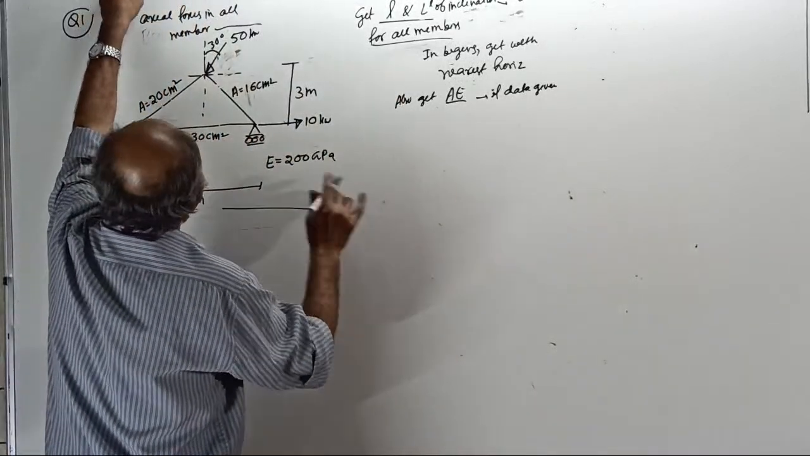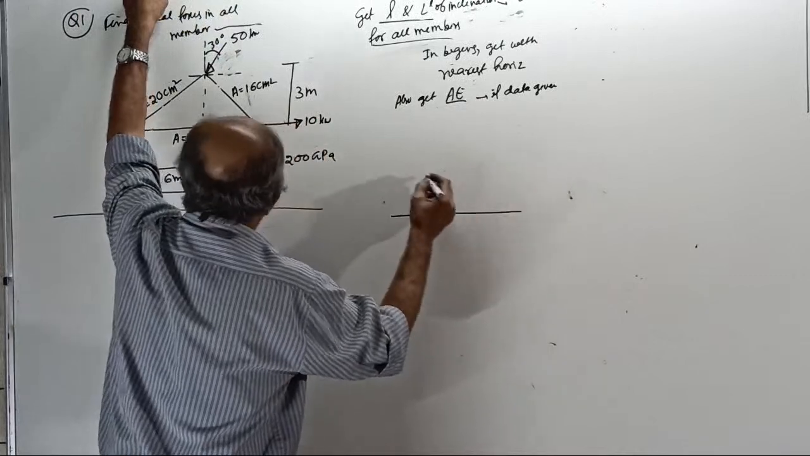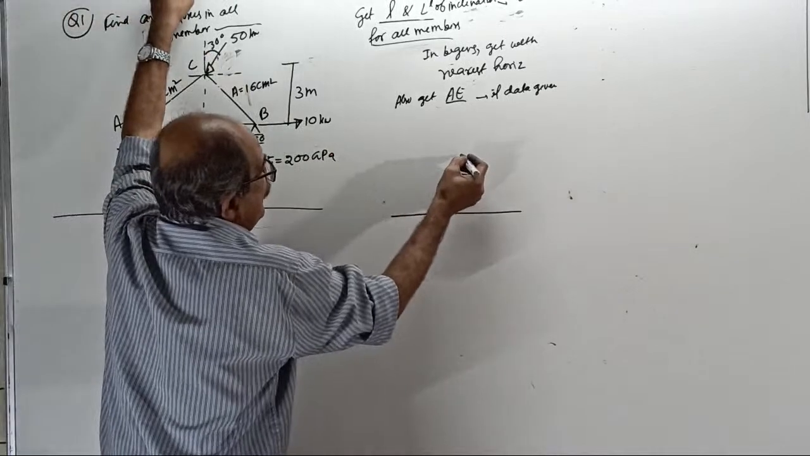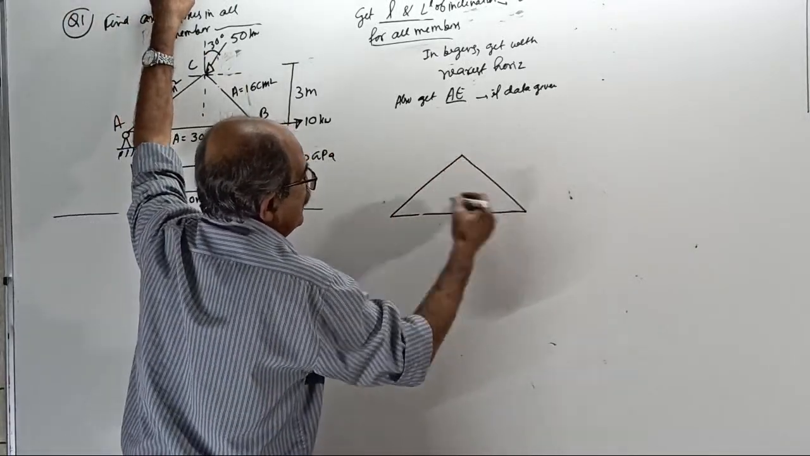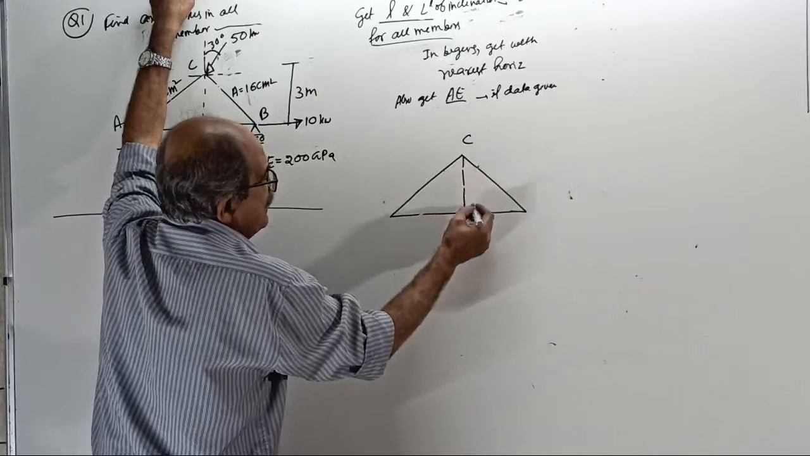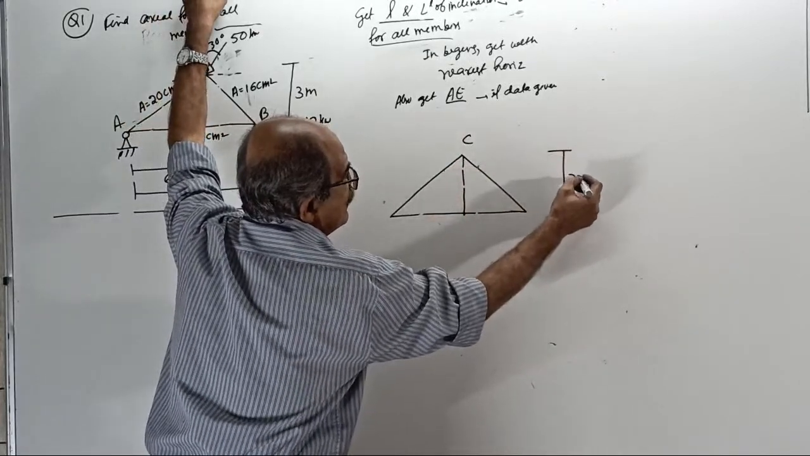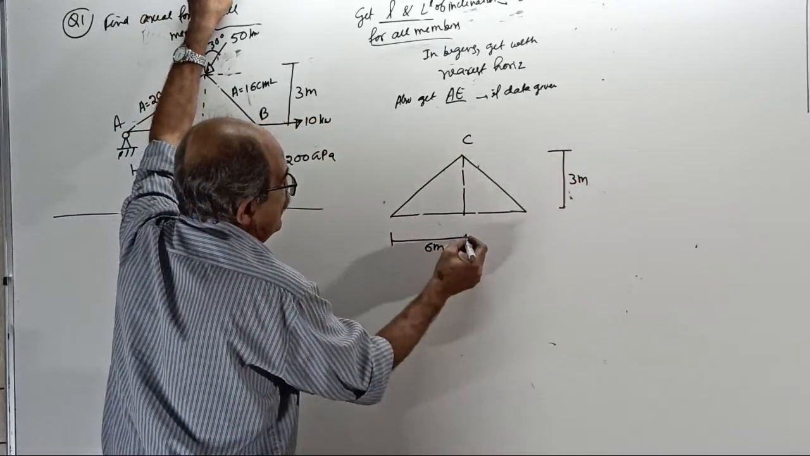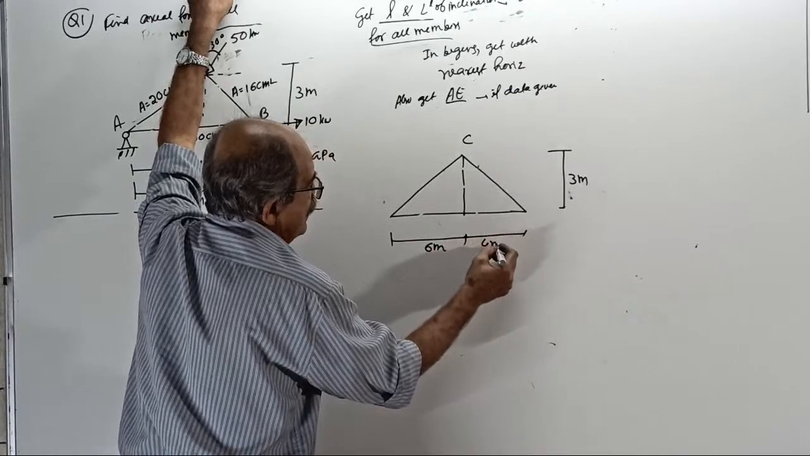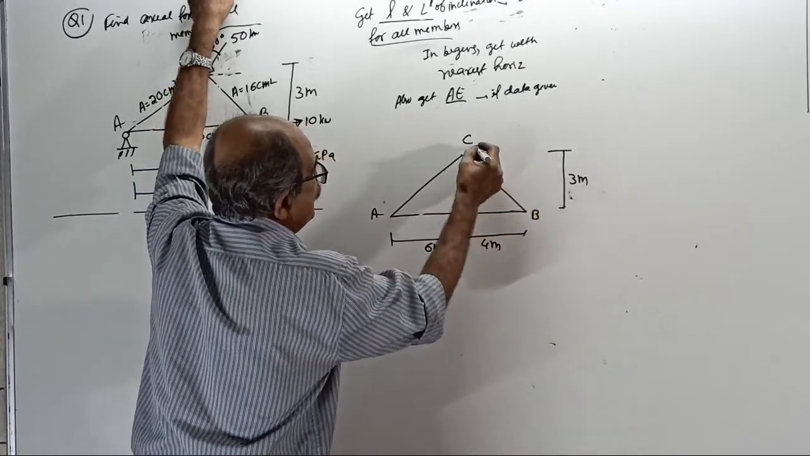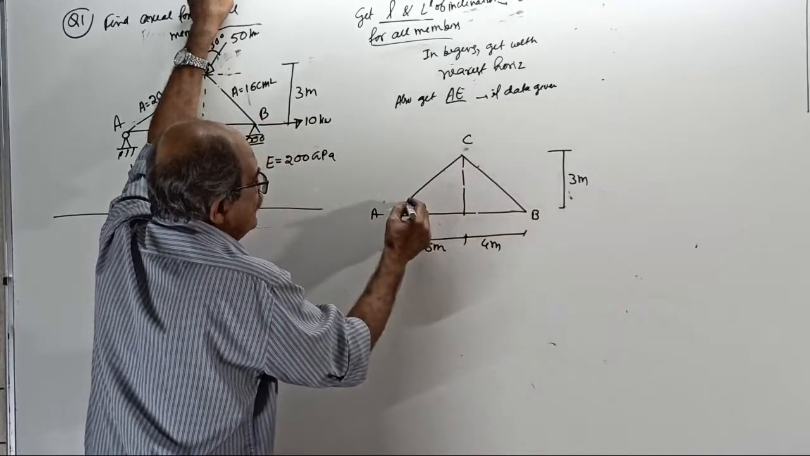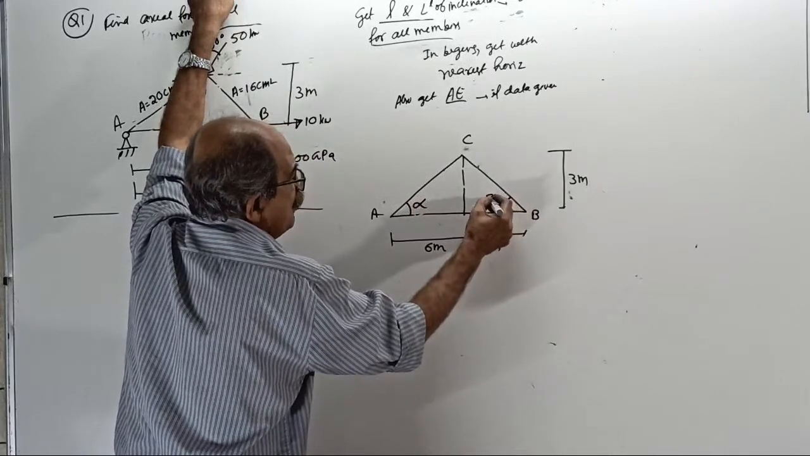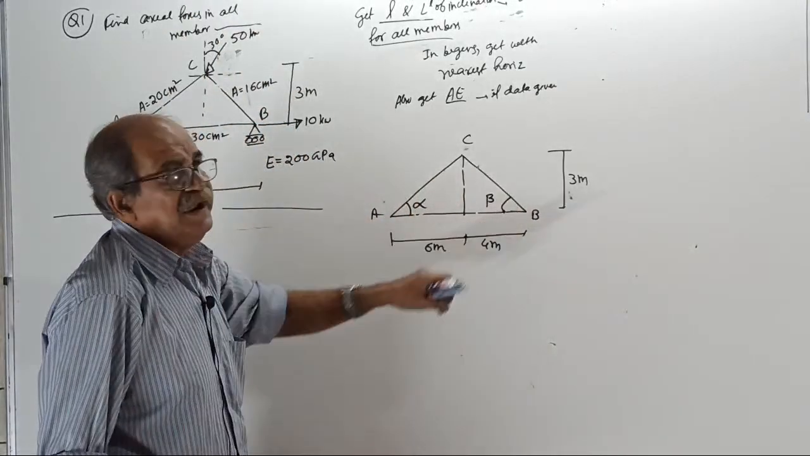First, trigonometry. This is the member given. This I will call A, this B, this C. The vertical line is given, this height is 3 meter. This baseline is 6 meter as per the question. This is 4 meter. This angle, nearest horizontal, I will call alpha. This angle, I will call beta.